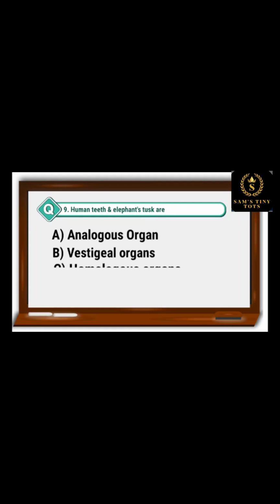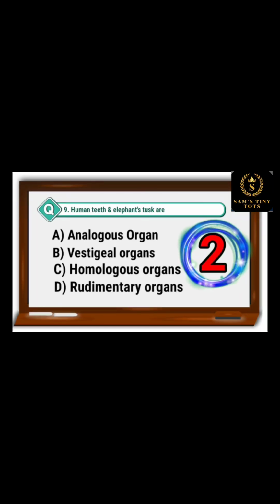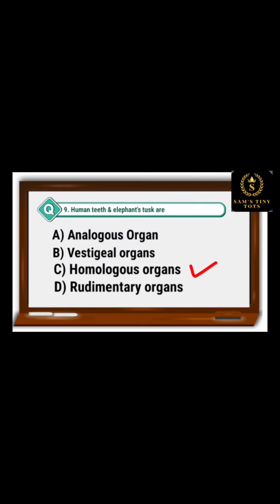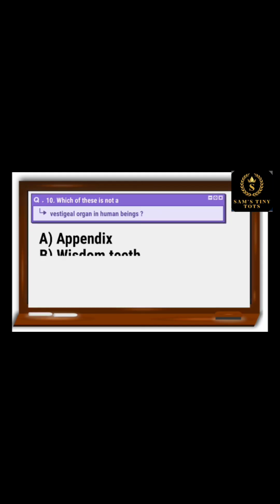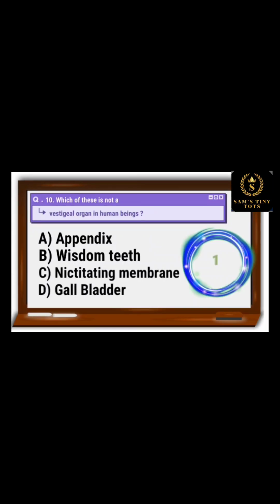9. Human teeth and elephant's tusk are option A analogous organs, option B vestigial organs, option C homologous organs, and option D rudimentary organs. And the correct option is option C homologous organs. 10. Which of these is not a vestigial organ in human beings? Option A appendix, option B wisdom teeth, option C nictitating membrane, option D gallbladder. And the correct option is option D gallbladder.